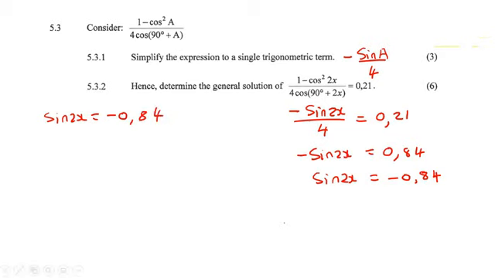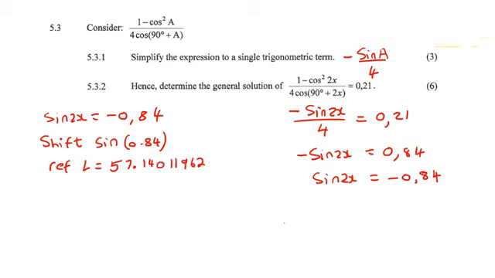Right, now this becomes a fairly basic question. So what we need to do now is get the reference angle, but you don't put the negative on the calculator, guys. So you're just going to say shift, for those of you using a Casio, which is most of you, shift sin of 0.84, just to get our reference angle. And so the reference angle will be 57.14. Now I'm not going to round off. Okay, I won't round off until the end.